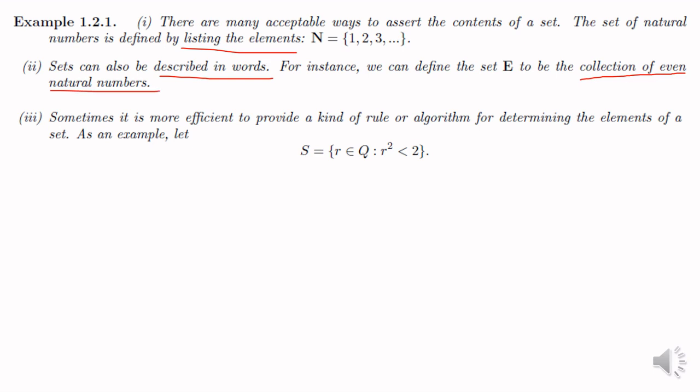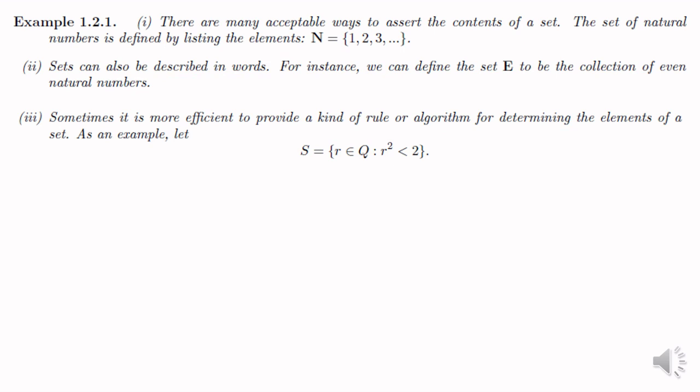Another way of representing a set is by using a rule to define the elements of the set. For example, S is equal to the set of all r element of Q, where Q means the set of rational numbers, such that r squared is less than 2. That means this set contains all the rational numbers whose square is less than 2. So if you look at 1, 1 squared is 1, which is less than 2. So 1 will be an element of this set.